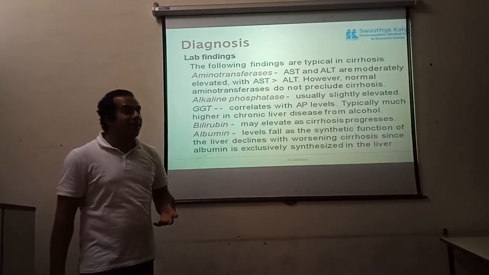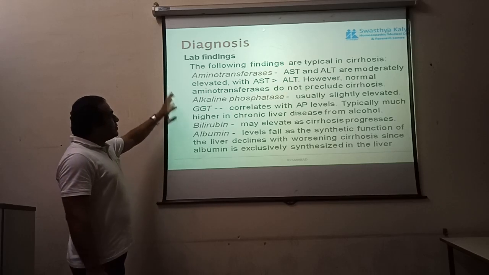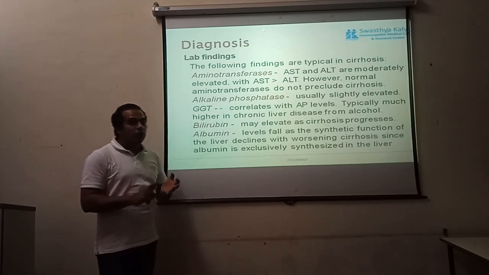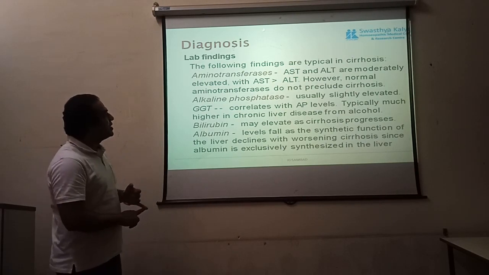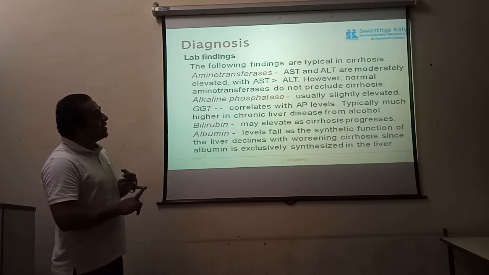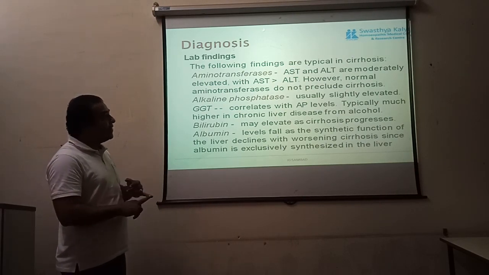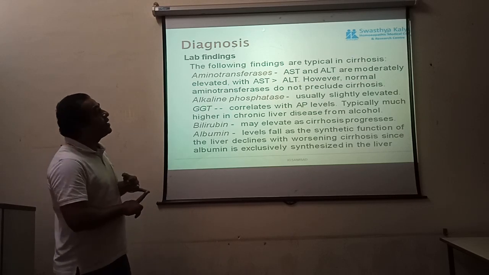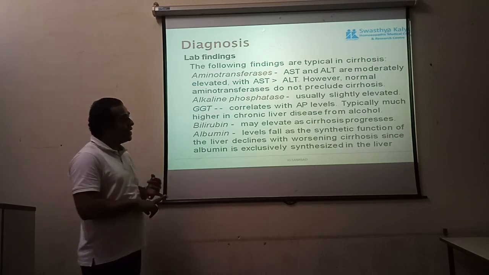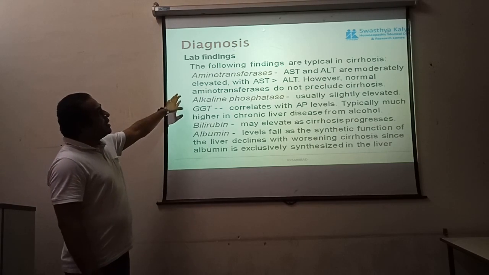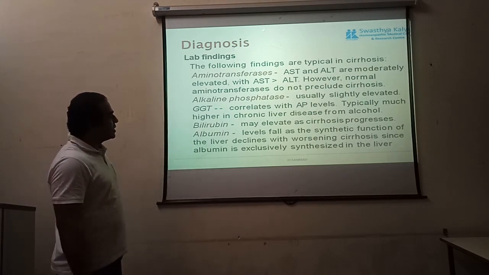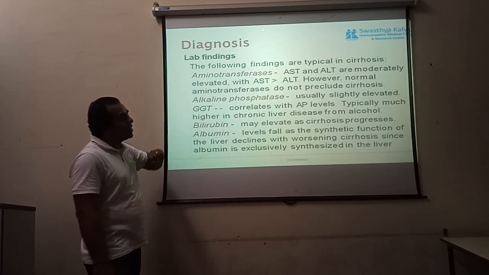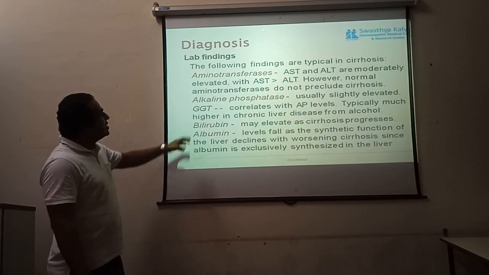Now the other laboratory findings. As we have gone through the liver function tests, obviously we will be running a liver function test. SGOT and SGPT levels would be elevated, where the SGOT level would be rather more elevated than the SGPT level. However, normal levels can be found in cirrhosis. Then comes the alkaline phosphatase, which is slightly elevated.